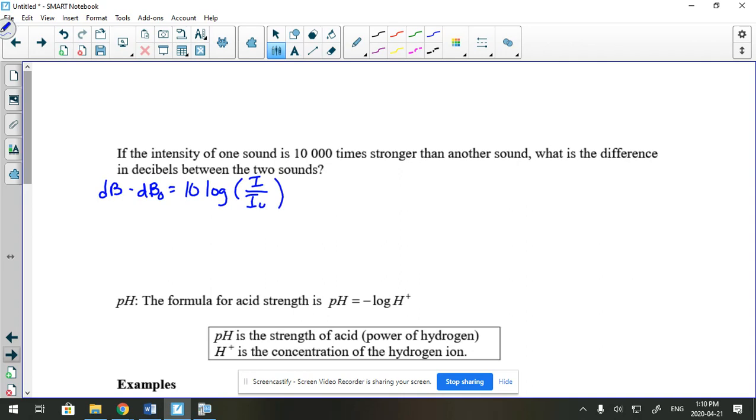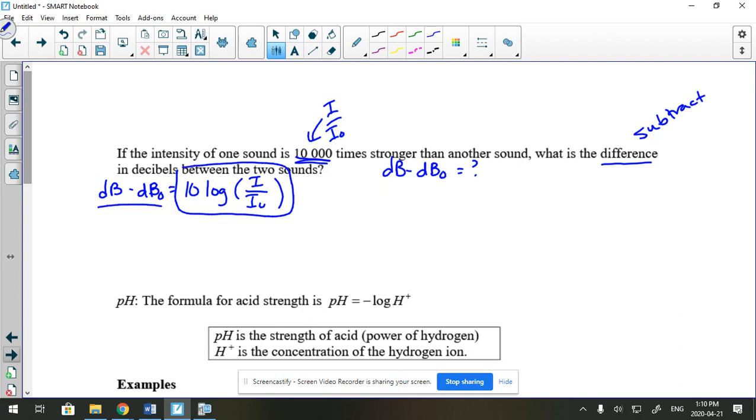And it says if the intensity of one sound is 10,000 times stronger, so that's my intensity ratio, is 10,000 times stronger than the other sound, what is the difference in decibels between the two sounds? Difference implies subtraction. So that means basically I want to know what the difference between the two sounds is. So all I really have to calculate is this, and it'll tell me what the difference between the two sounds are. So let's plug in what we know. I know my intensity is 10,000.